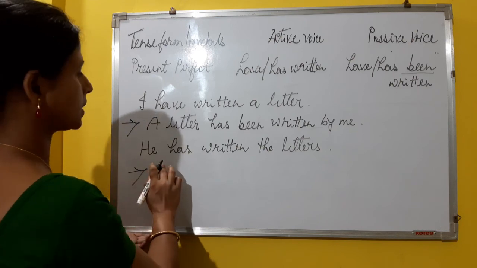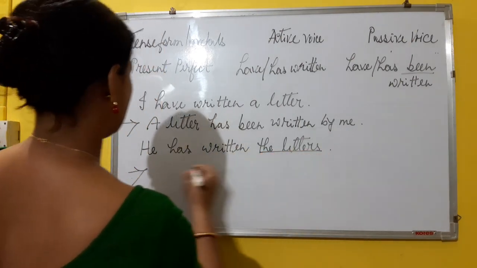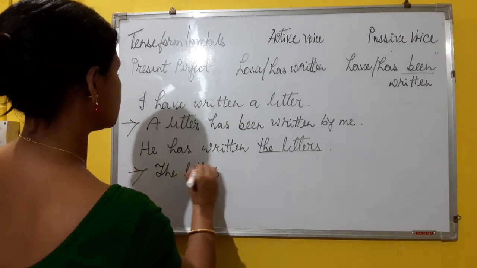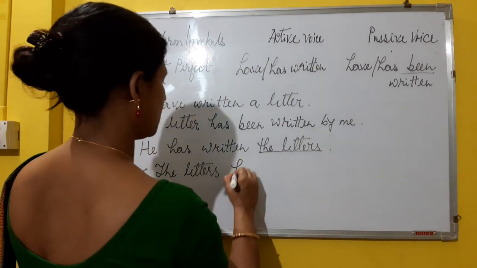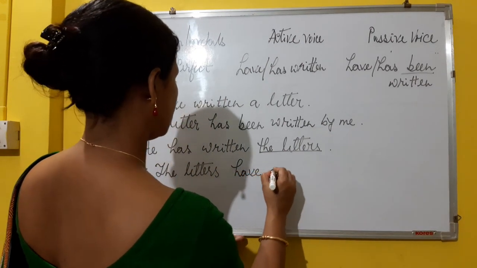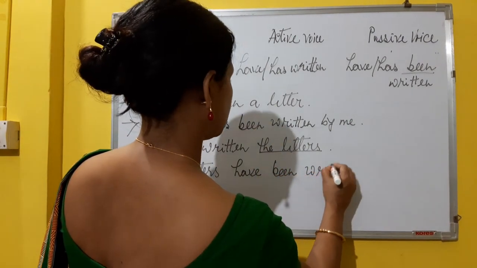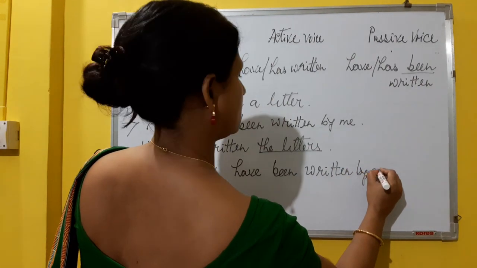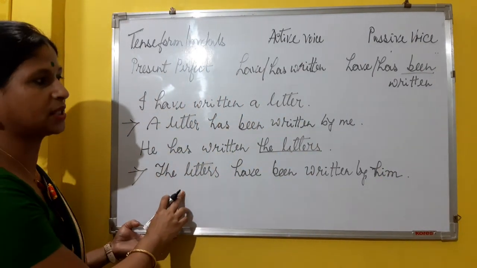I have used the same verb in the next sentence. He has written the letters. The letters comes here. The letters, since this is plural, the letters have been written by him. The letters have been written by him.